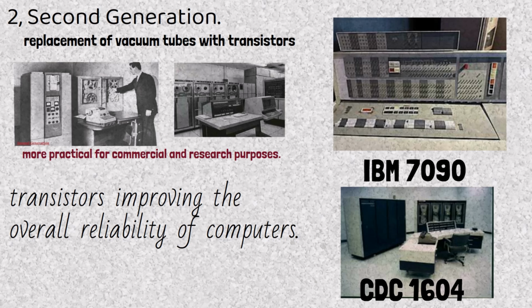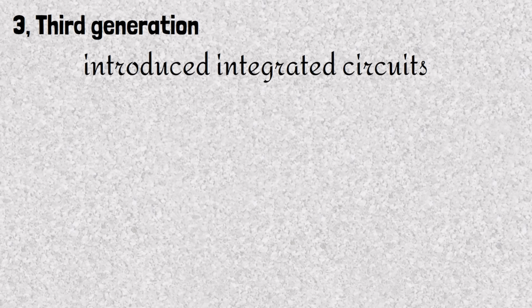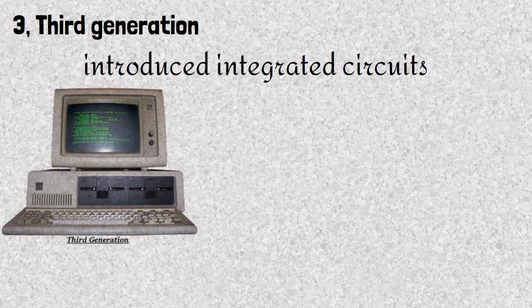Now let's move to the third generation of computers. The third generation introduced integrated circuits, where multiple transistors were integrated onto a single chip. This reduced the size of computers further, while increasing processing power and efficiency.